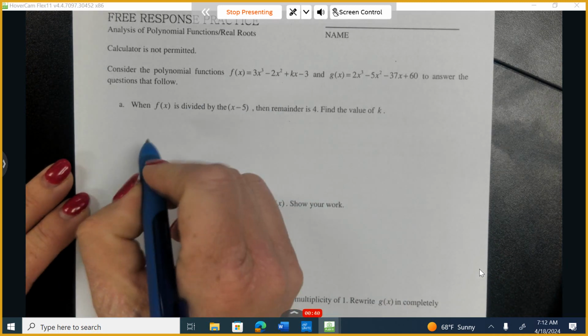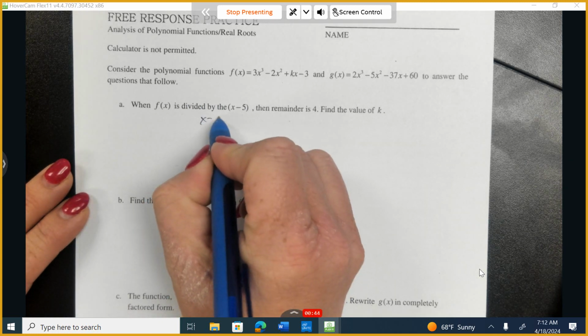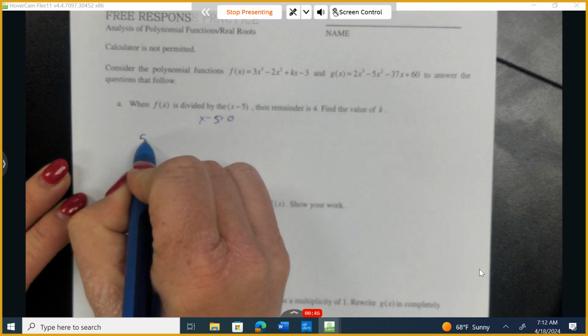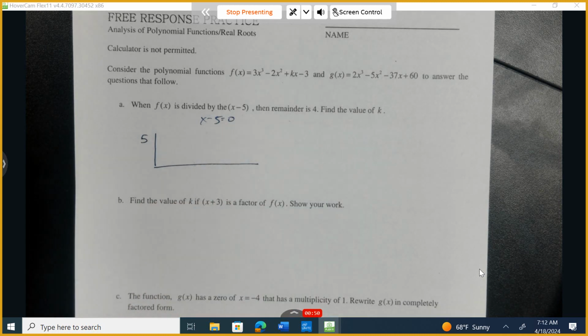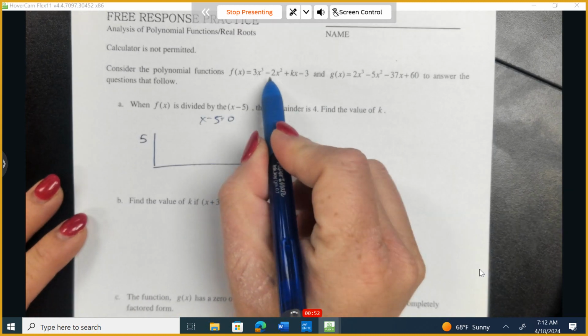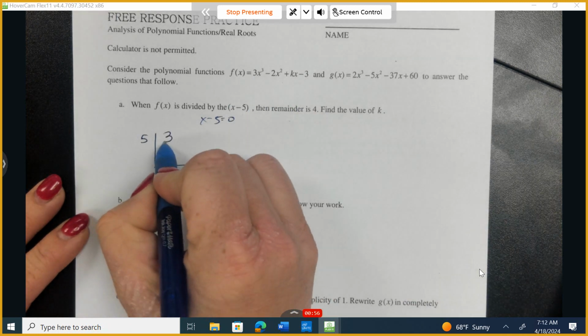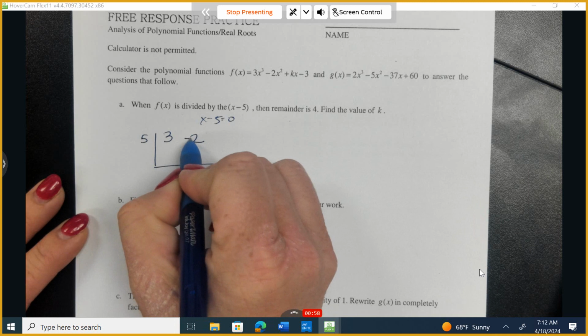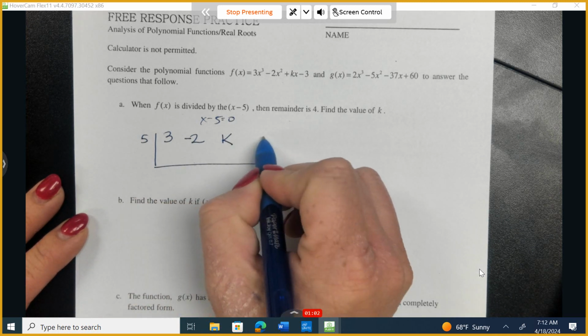It says when we take this polynomial and divide it by x minus 5, we get a remainder of 4. Okay, gotcha. So I'm going to set this equal to 0 and solve. That would give me x equals 5. I'm going to choose to do synthetic division, mama method. If you want to do long division, that's okay. Make sure everything's accounted for, and I am selecting the correct polynomial. 3 is the leading coefficient, -2 is for x squared, x to the first is k, and -3.